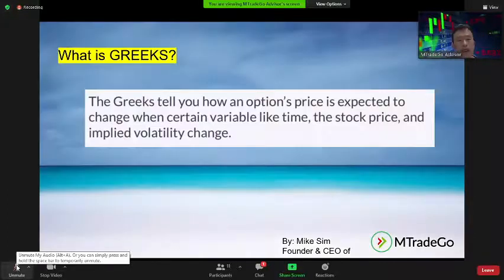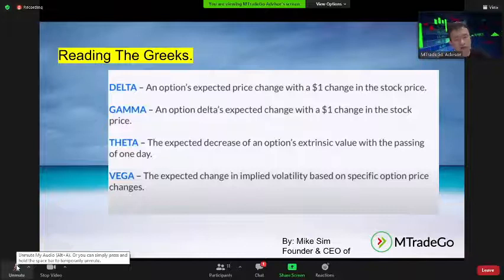After we understand implied volatility, the next equally important topic is the Greeks. I don't know why they named it the Greeks. This is based on the Black-Scholes theory, by the people who created options pricing. The Greeks tell how an option price is expected to change when certain variables change, like time, very important, the stock price, which is delta, and the IV, the implied volatility we just learned. So now you know what delta and gamma are.